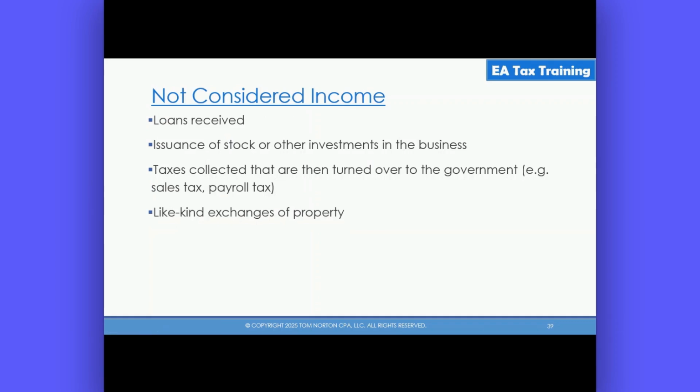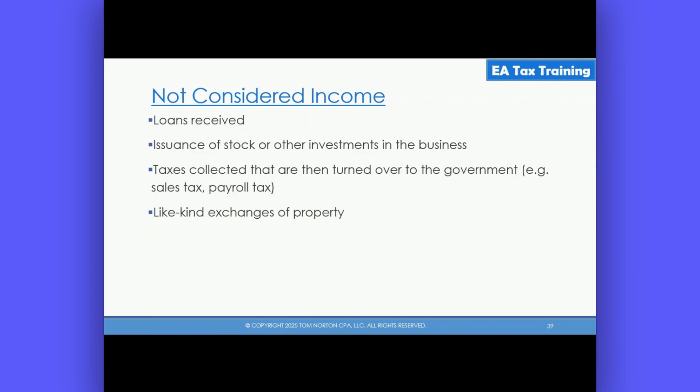Some things are not considered income. So first of all, loans received, as we said before. You receive a loan, yes, you've got more cash than you had before, but that's not income because you have to pay that money back. That's a liability. Issuance of stock or other investments in the business. So if the owner invests money into the business, that's not income to the business. That money belongs to the owner. So it's not considered income.